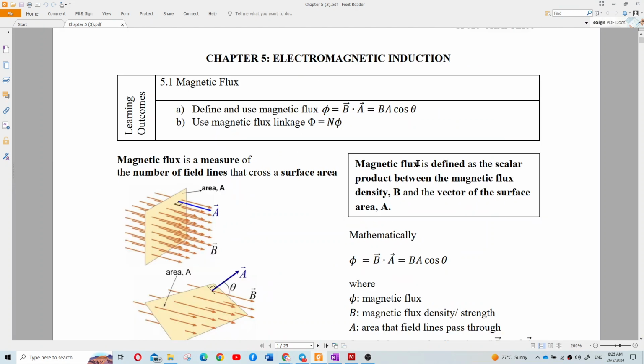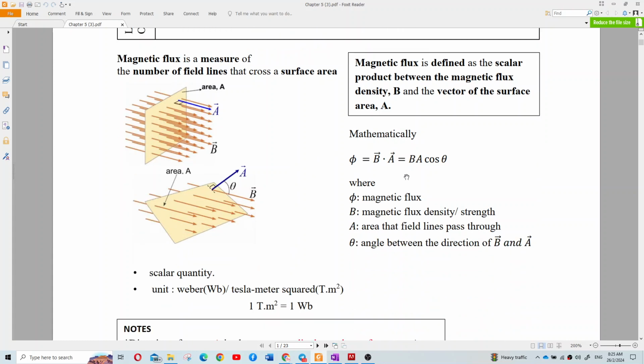Okay, so electromagnetic induction, for chapter 5. First of all, you must know what is magnetic flux. We have learned already. It is the number of magnetic field lines passing through a certain area. This is the formula for magnetic flux, influenced by magnetic field strength, area, and also the angle theta. Theta is the orientation of the plane, the angle between the normal and the magnetic field line.